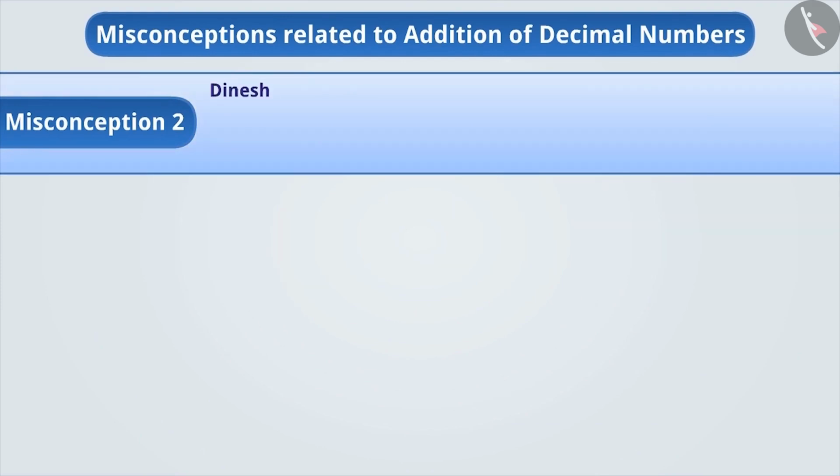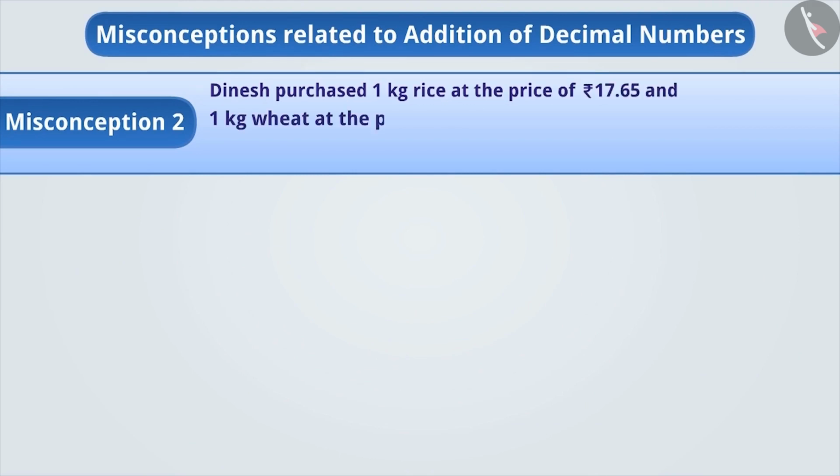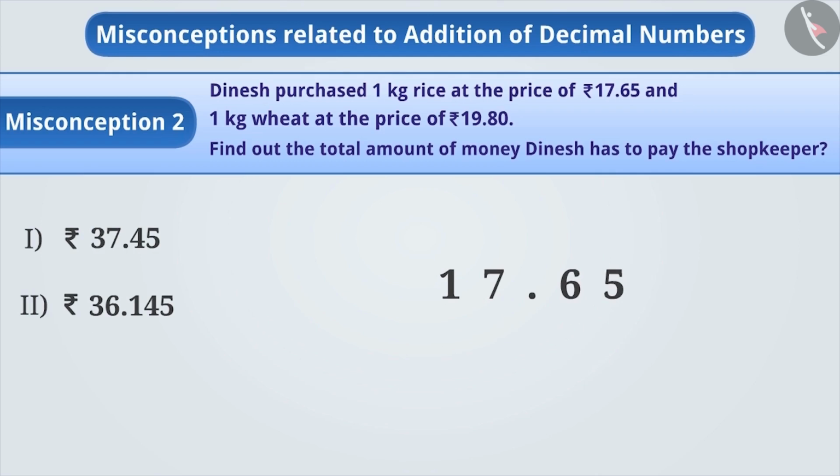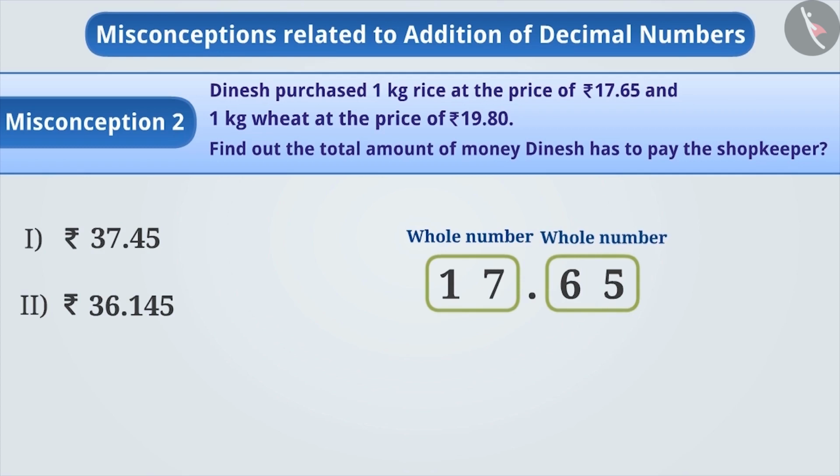Misconception 2. Dinesh purchased 1 kg of rice at the price of rupees 17 and 65 paise and 1 kg of wheat at the price of rupees 19 and 80 paisa. Find out the total amount of money Dinesh has to pay the shopkeeper. While dealing with decimal numbers, sometimes it is misunderstood that the digits to the left side of the decimal point make one whole number and the digits to the right side of the decimal point make another whole number.